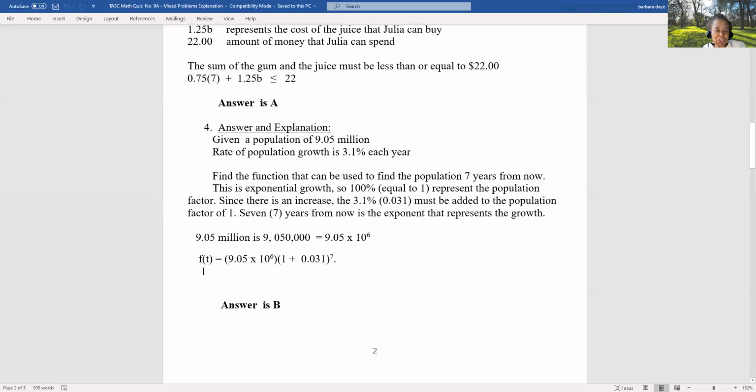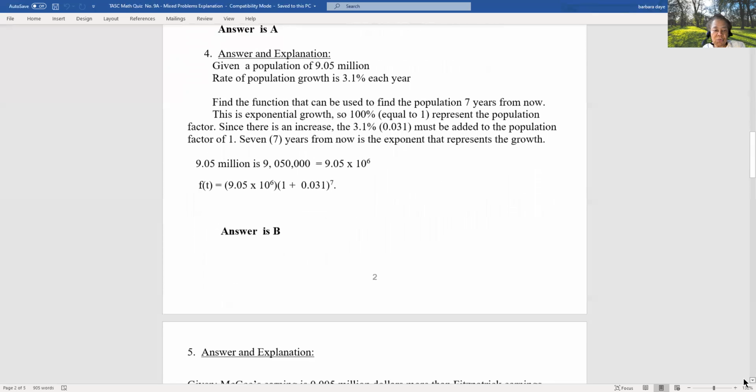So the function would be the population, 9.05 times 10 to the 6, times the 1 factor plus the increase, 0.031, and all of this is raised to the 7th power, which is the 7 years from now that we are representing in this function. And that answer is B.